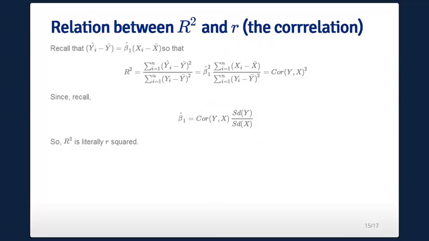So the long and short of it is, if we define r as the correlation between x and y, and R squared as the percentage of the total variation explained by the model, R squared is literally r squared. Okay, and that's maybe where it gets its name.